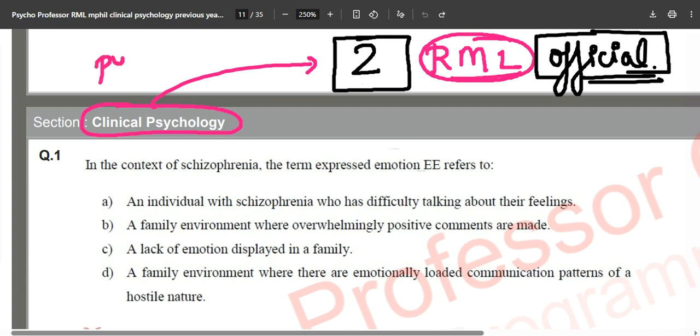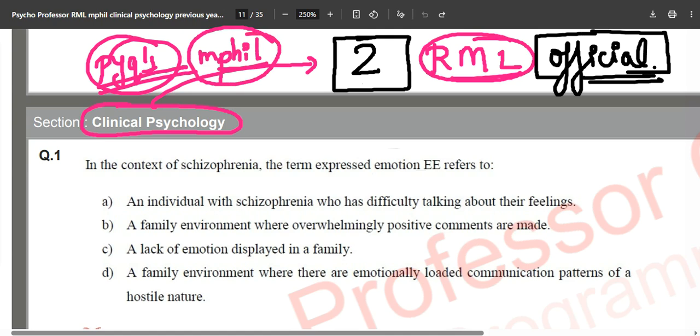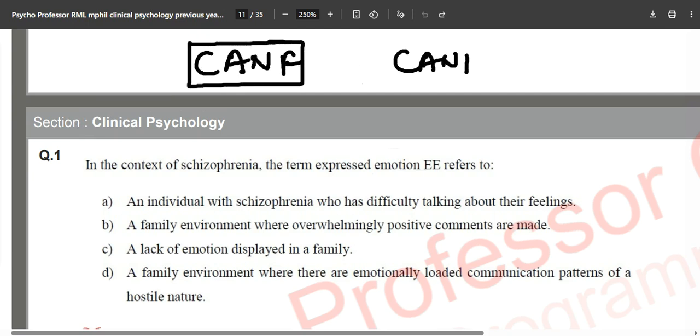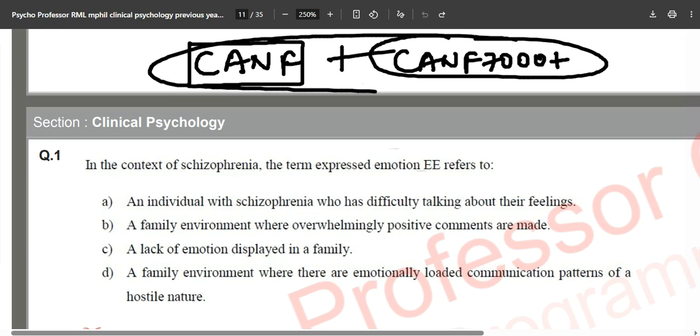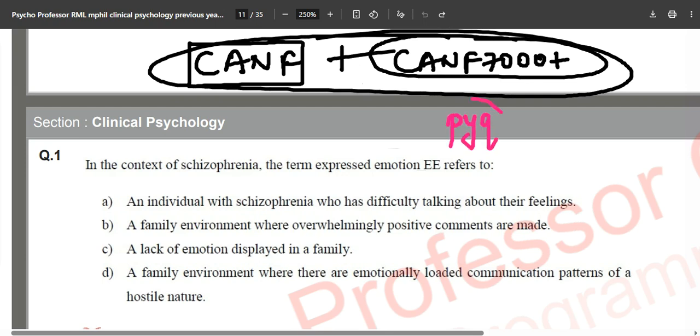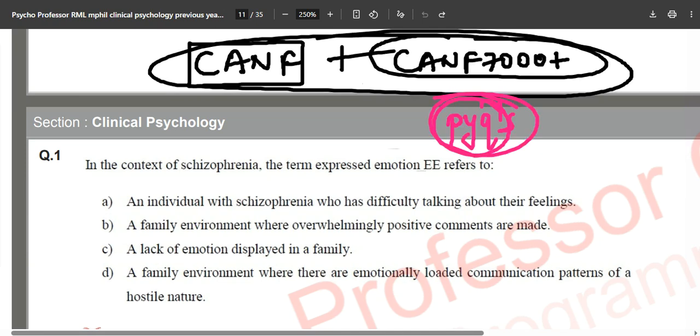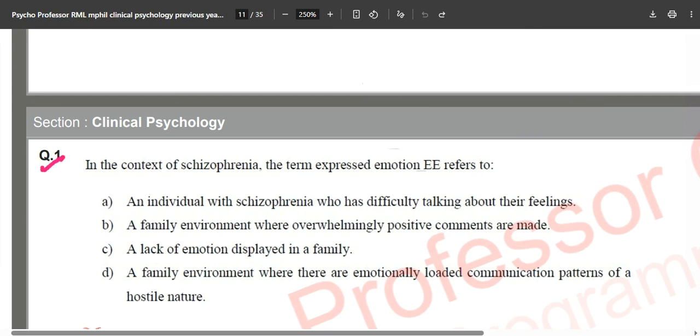Just by doing PYQs, people have cleared the ABAS or whatnot examination of MPhil entrance. Now it's your turn to change things completely and do only what is needed. What is needed for your preparation? You just need to do the CNF books and the CNF 7000 mocks, and that is it. Once you are done with all these things, the paper becomes super easy for you. And lastly, just do the PYQs, and yes, of course, the Telegram insights are way beyond your imagination. Now, question number one starts now.